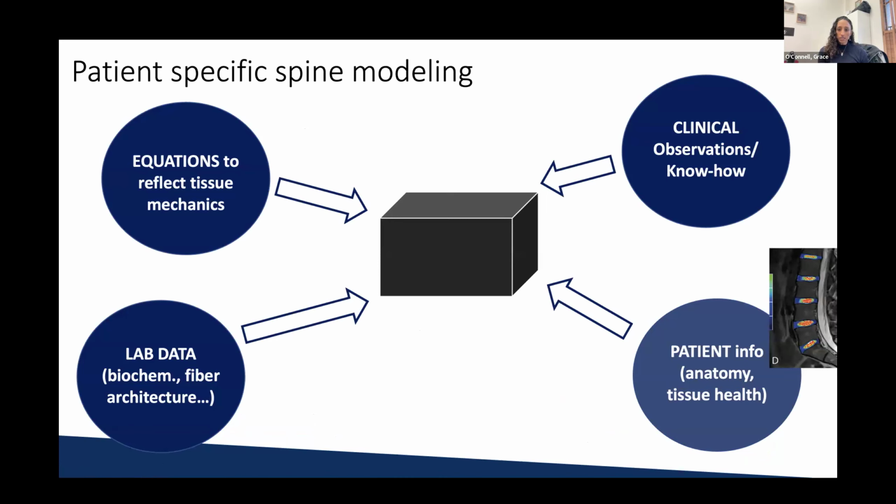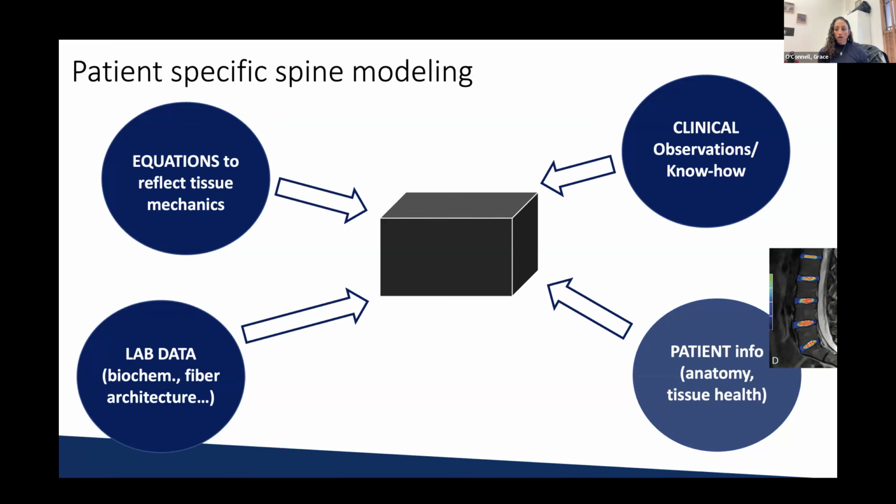So we have equations that we select to reflect the tissue mechanical behavior. We include a lot of the lab data that was even presented by the previous two speakers, data that we get from the literature, as well as data collected from my lab, whether it's biochemical composition or mechanical function under compression and bending, and how that changes with age and degeneration. And then we can also include things from the clinical side.